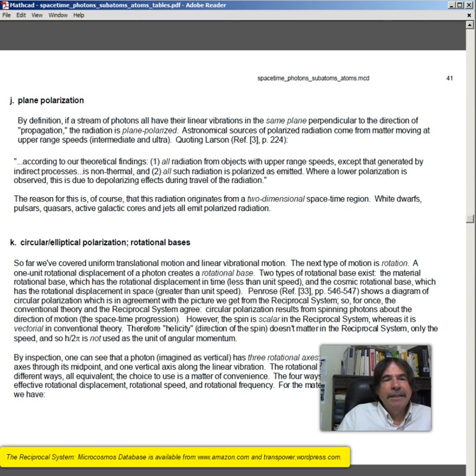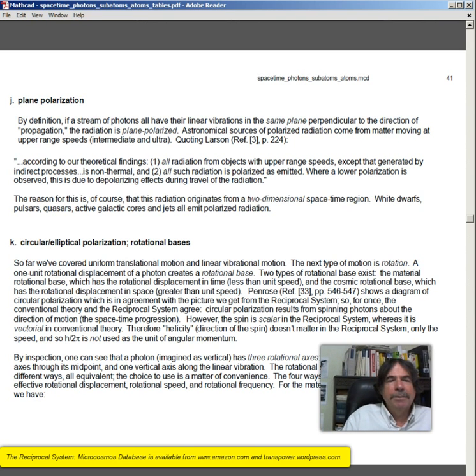According to our theoretical findings, 1, all radiation from objects with upper range speeds, except that generated by indirect processes, is non-thermal, and 2, all such radiation is polarized as emitted. Where a lower polarization is observed, this is due to depolarizing effects during travel of radiation. The reason for this is, of course, that this radiation originates from a two-dimensional space-time region. White dwarfs, pulsars, quasars, active galactic cores, and jets all emit polarized radiation.